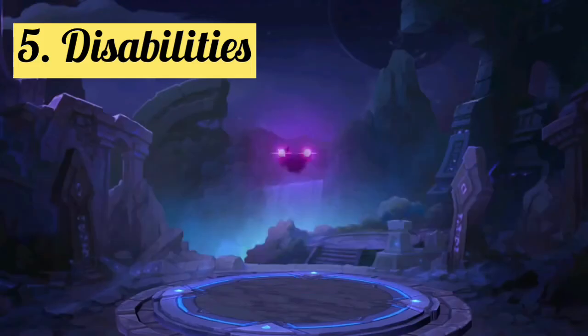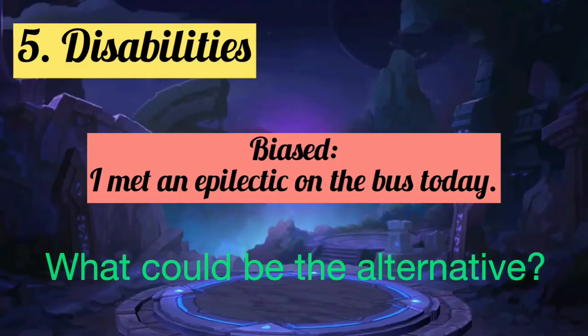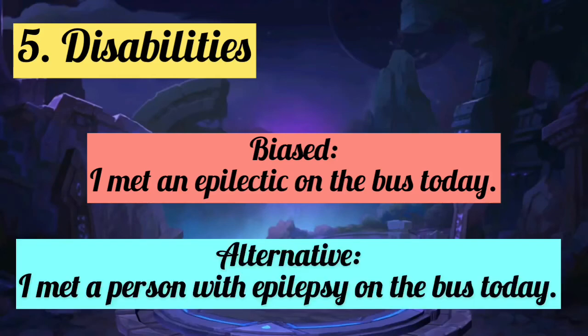For example, a bias statement: "I met an epileptic on the bus today." How are you going to change it into a better statement? Very good. It could be, "I met a person with epilepsy on the bus today." Meaning, we are emphasizing person or people rather than a certain condition.